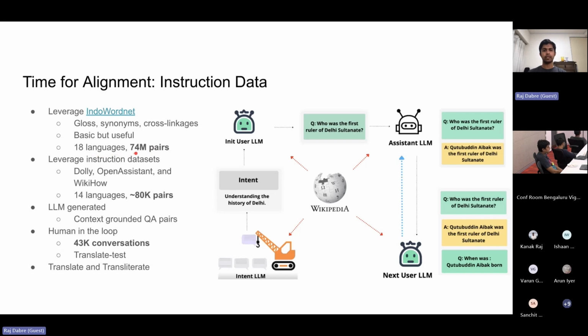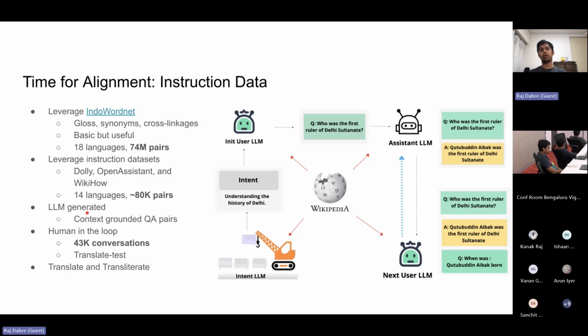And over 18 languages, it's 74 million pairs. You have to be very careful about over-representing this data. Otherwise, your model will end up focusing too much on this. So be careful about using this. The other types of data are Dolly, Open Assistant, and WikiHow. And we have 14 languages and 80,000 pairs.